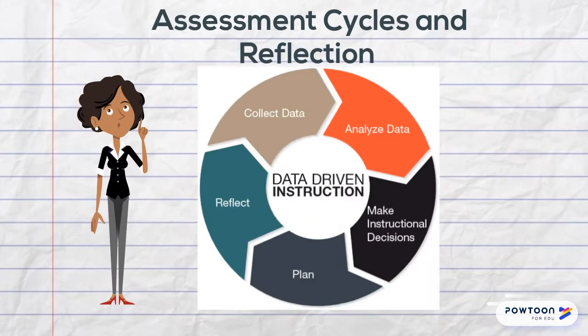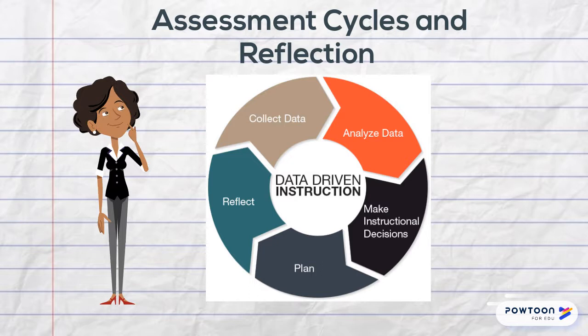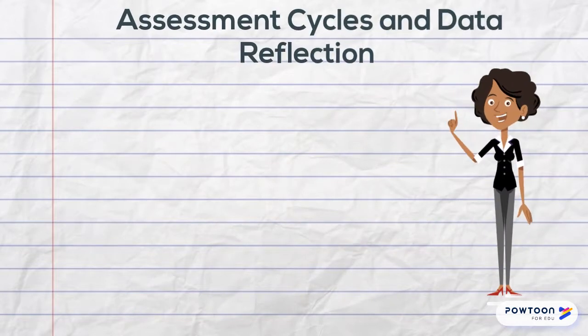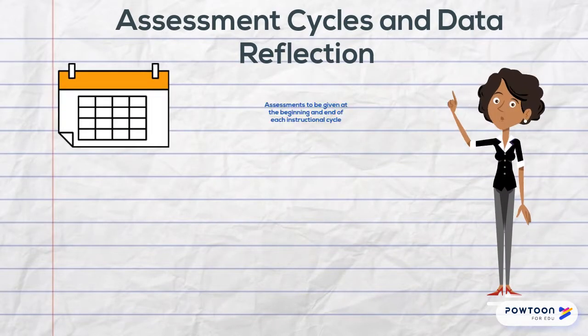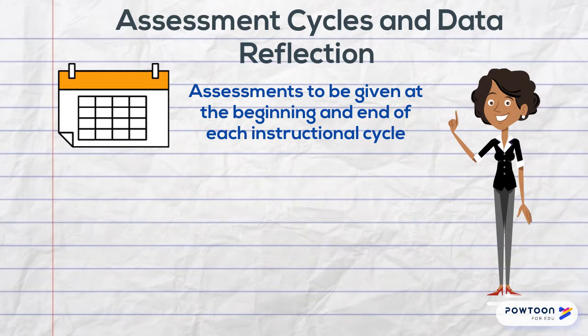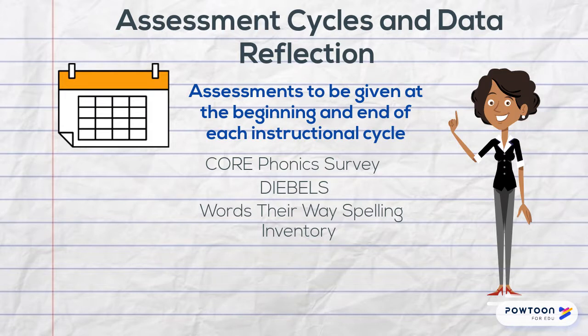As we consider all of the tools that we can use to deliver data-driven instruction, we need to also consider the timing. As we think about assessment cycles and data reflection, we need to realize that some assessments need to be given at the beginning and at the end of each instructional cycle. Those assessments include the Core Phonics Survey, DIBELS, Words Their Way Spelling Inventory, San Diego Quick, and some grade level fluency measure.